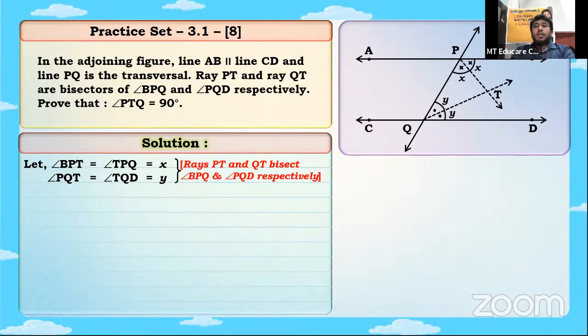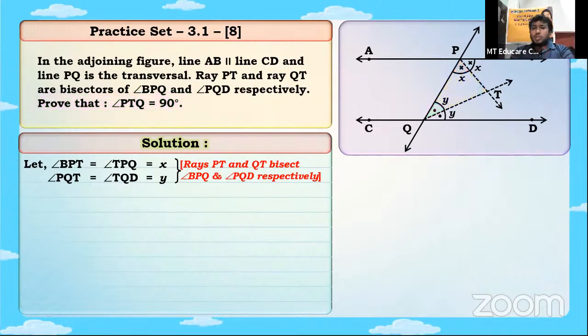Okay. Now students, we are supposed to prove angle PTQ as 90. When will PTQ be 90? When x plus y is also 90. So students, we have to prove x plus y is 90. In this triangle PTQ, if x plus y is 90, the third angle has to be 90 degree.